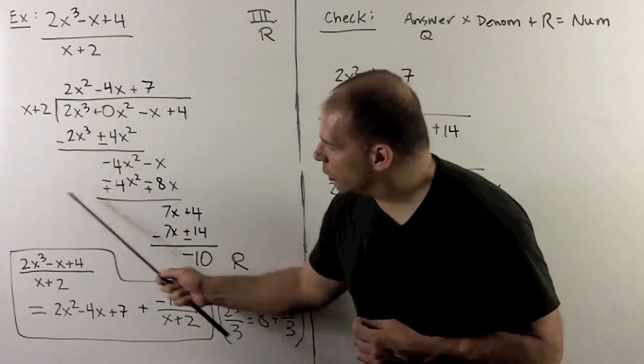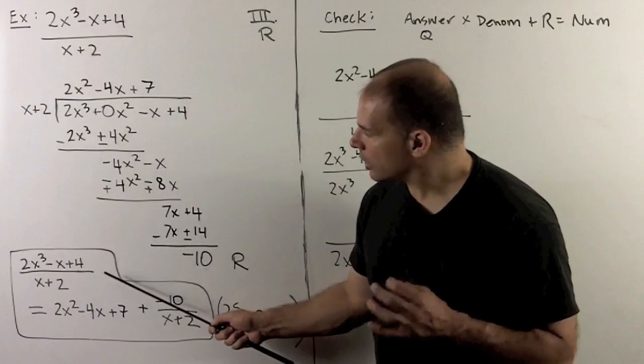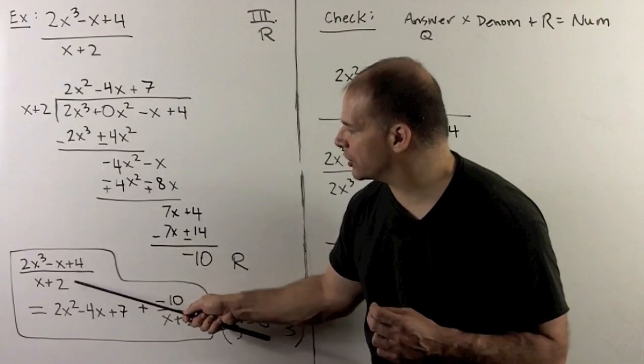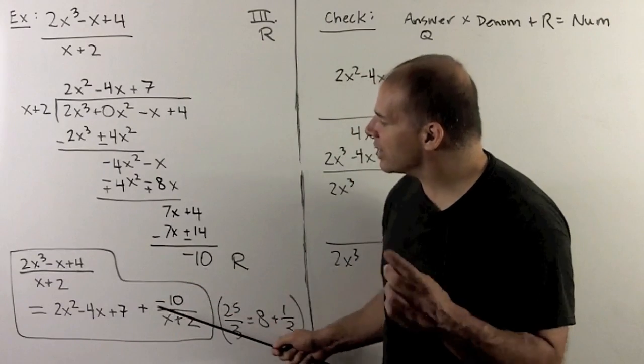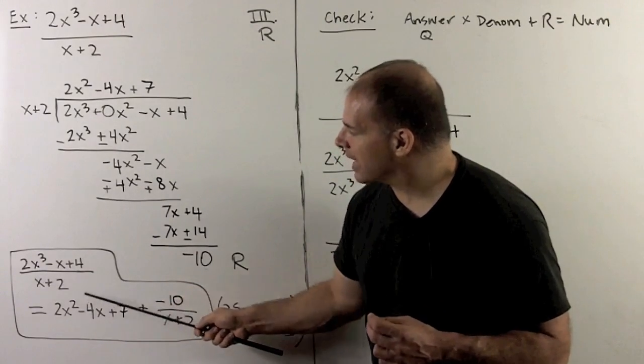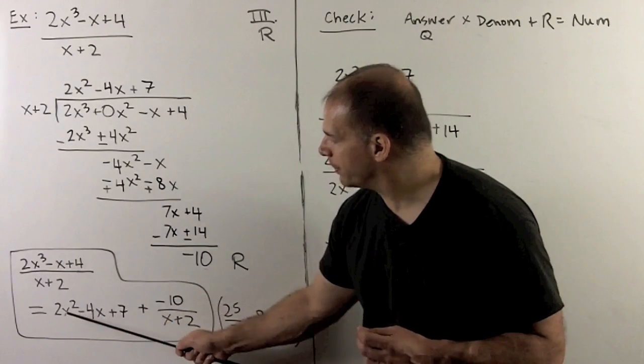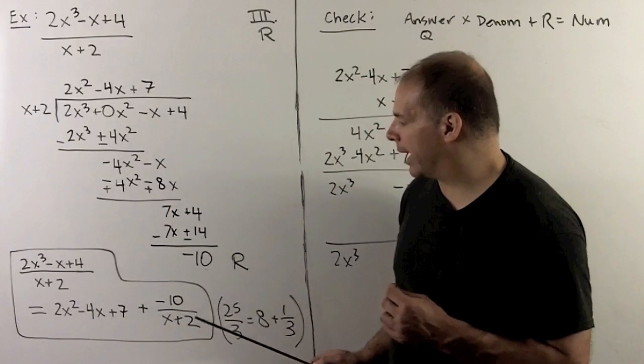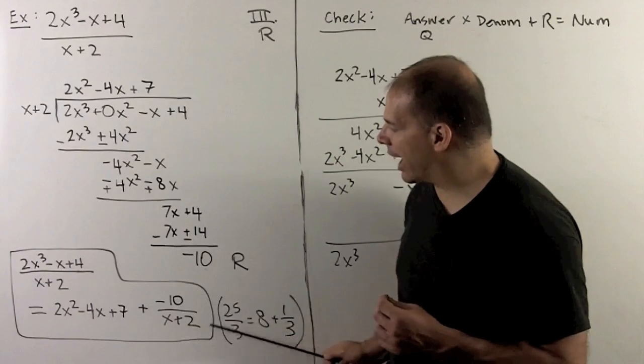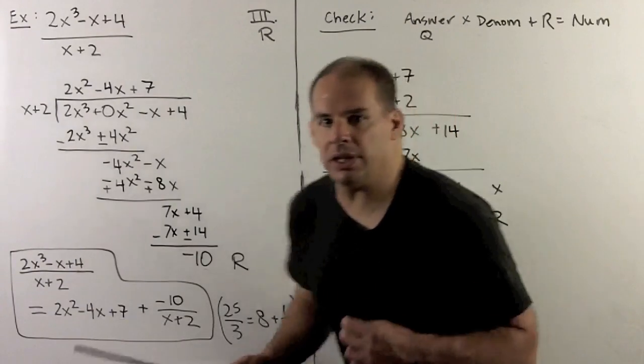Now, we want to check our work. So you'll note if I want to clear out this x plus 2, that's going to be the same as taking the denominator times our answer, the quotient, and then just adding the remainder, because the denominator will clear out here. So that's what we do.